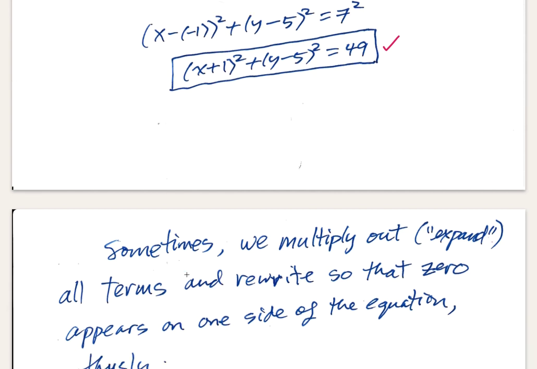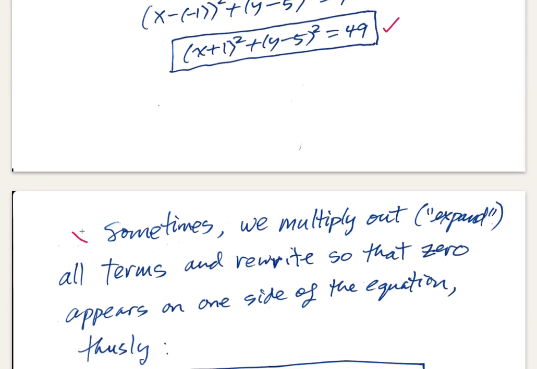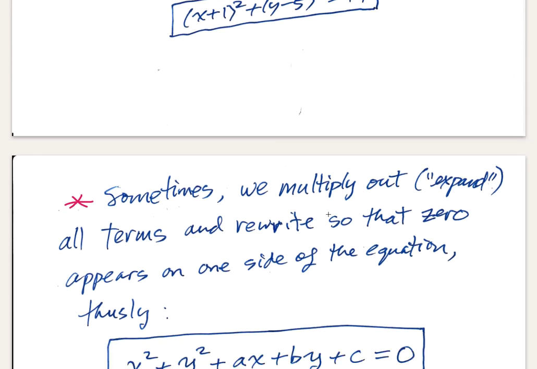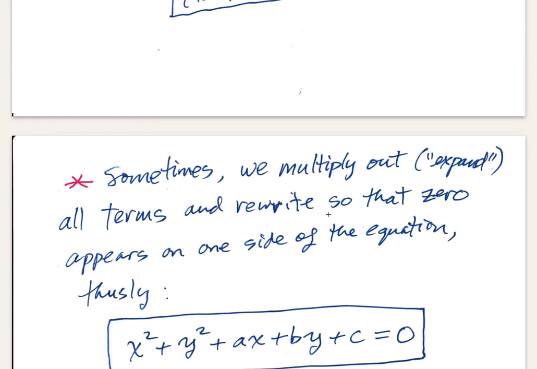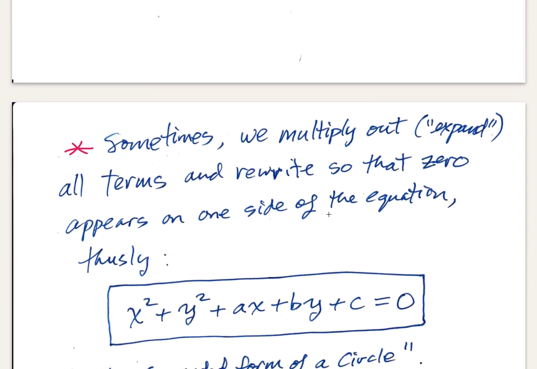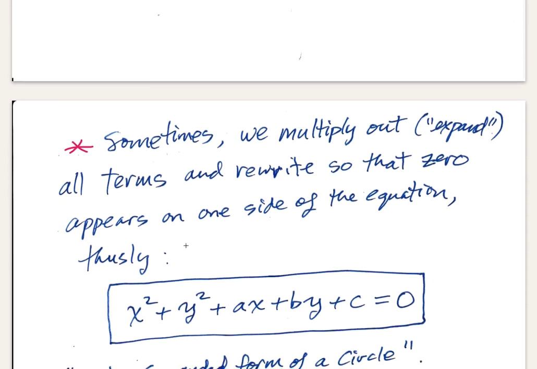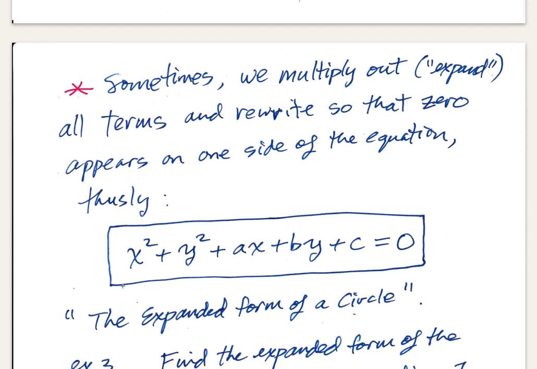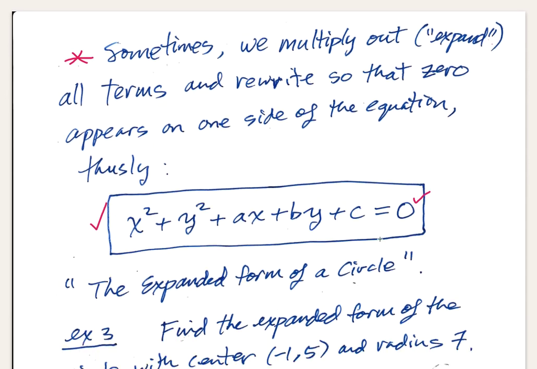Okay, now something else we do. Sometimes we actually multiply these things out or expand all the terms and rewrite so that 0 appears on one side of the equation. We also write it in descending order. So before describing it anymore, let's just say this. Here's another form of the circle where you've actually multiplied it out and gotten rid of the parentheses, and you have 0 on one side. Written in descending order, this is it.